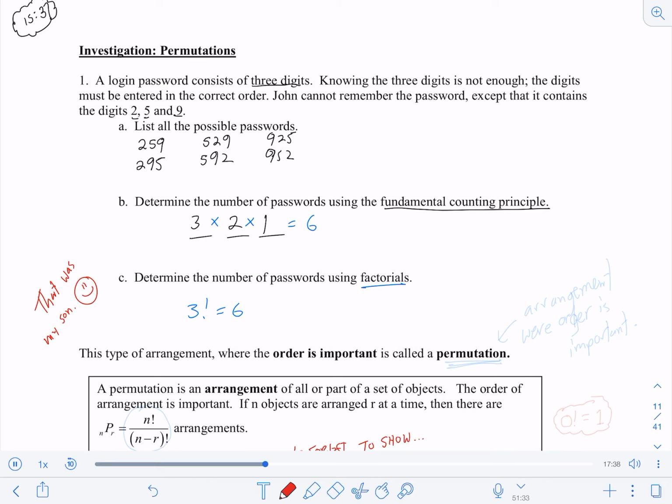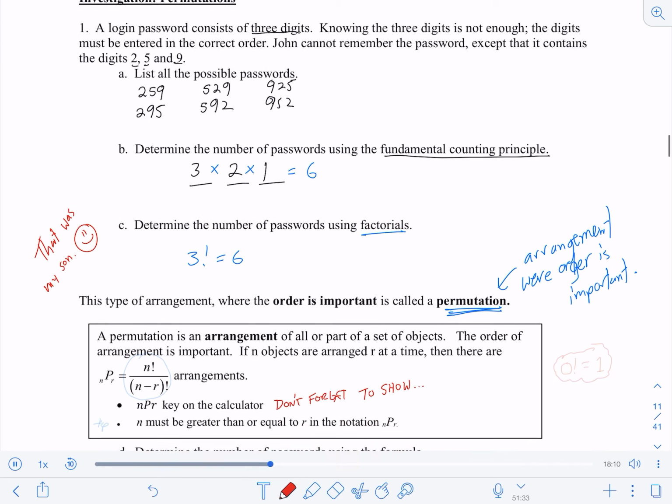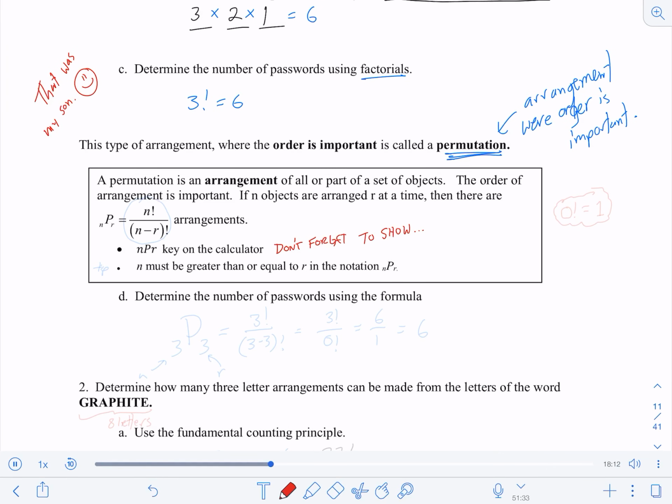So this is a type of arrangement where the order is important. And this is the first time we're going to be using this word, permutation. It's arrangements where order is important. Okay, and so I've got 3 different ways of talking about this permutation.